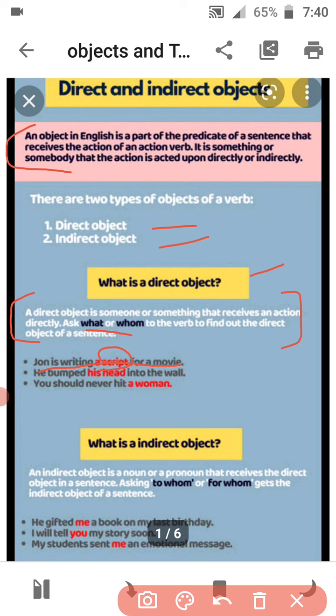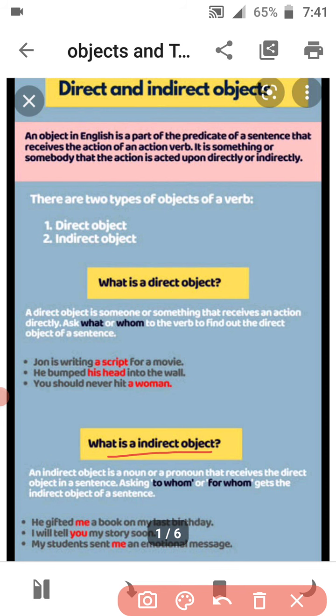Next example, he bumped his head into the wall. His head is the direct object. Third example, you should never hit a woman. A woman is the direct object. Are you clear? Okay.